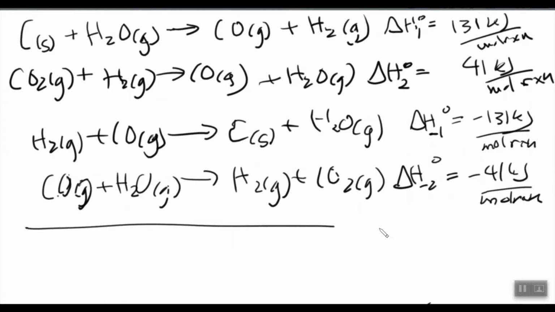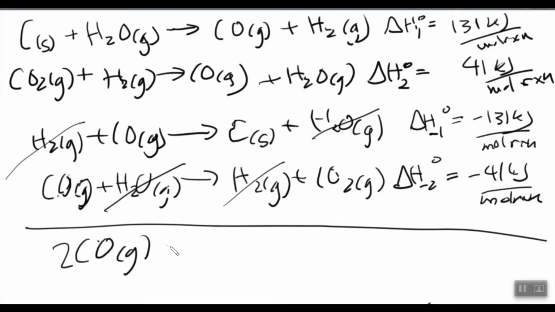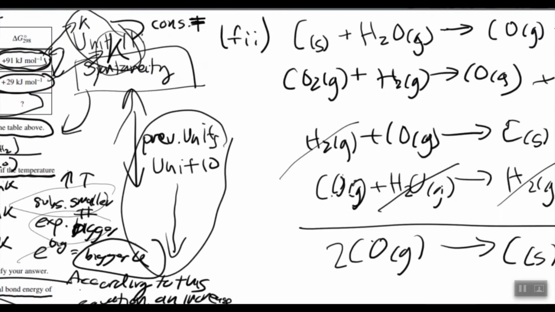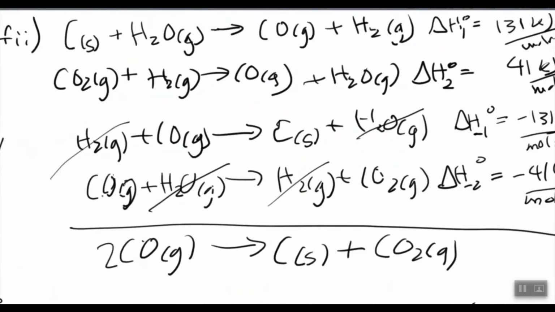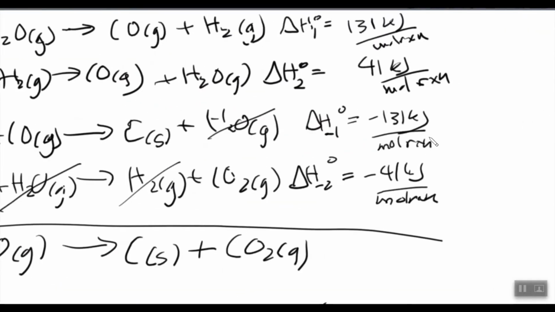So I think it's time to add these two, since we have 2 COs on the left-hand side. I see the H2Os canceling out. I see the H2s canceling out. And what do you know? We're left with 2 CO gas on the left-hand side becoming carbon solid plus CO2 gas. And hey, that matches the equation at the bottom. And that's what usually happens. It usually works out in the end.